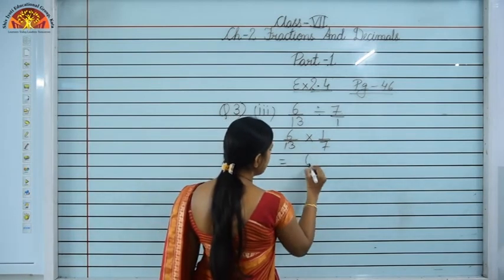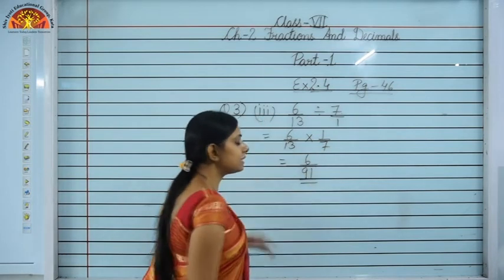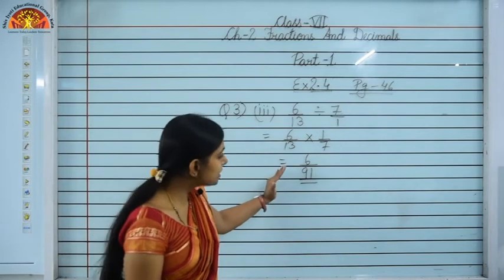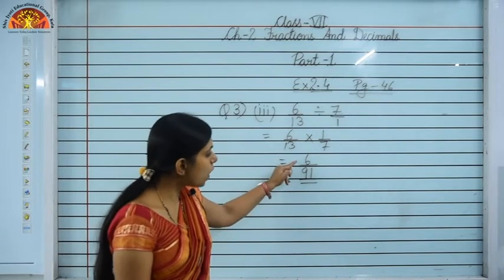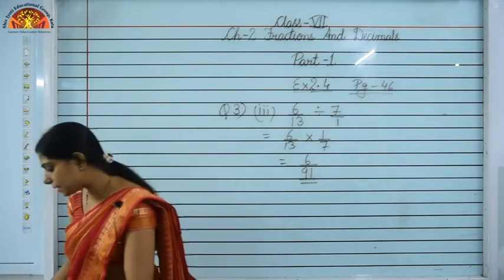6 ones are 6, 13 sevens are 91. So you can see that it is a proper fraction. So it will just remain as it is. So your answer is 6 upon 91. Got it, children? I hope you are getting.